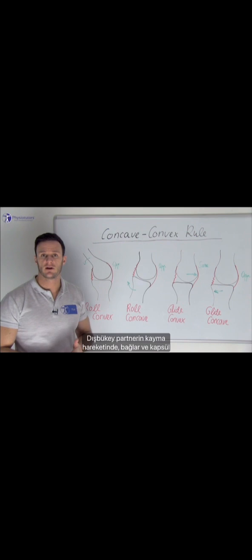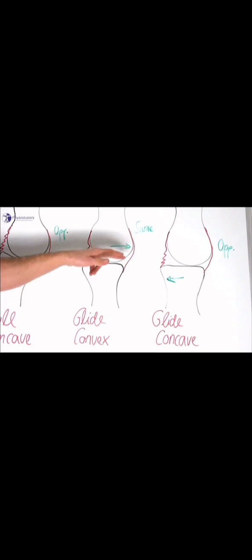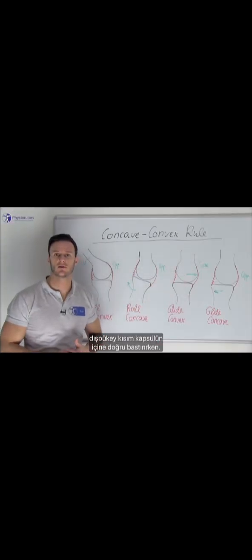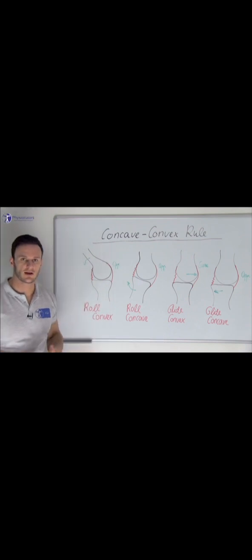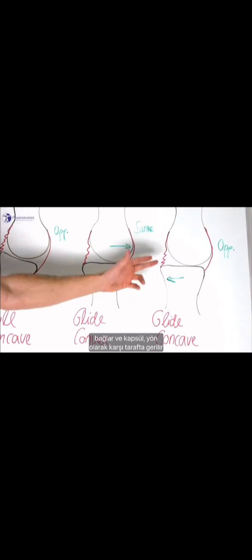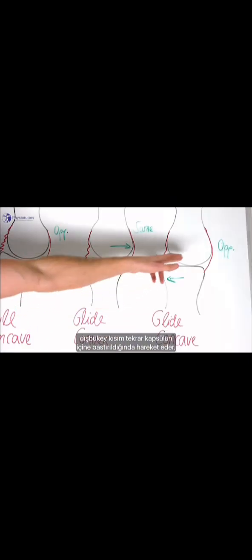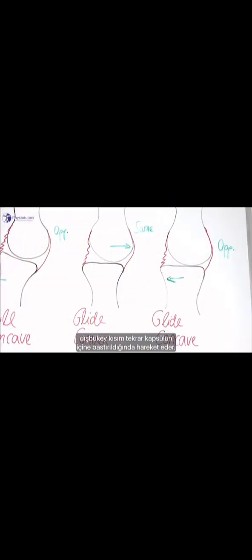In a glide movement of the convex partner, the ligaments and capsule are stretched on the same side as the direction of the movement, as the convex part is pressing into the capsule. And in a glide movement of the concave partner, the ligaments and capsule are stretched on the opposite side as the direction of movement as the convex part is pressed into the capsule again.